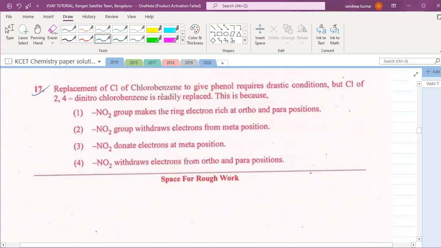Question number 17. Replacement of chlorine of chlorobenzene to give a phenol requires drastic conditions, but the chlorine of 2,4-dinitrochlorobenzene is readily replaced. This is because the NO2 group makes the ring electron rich? The NO2 group withdraws electrons from the meta position? The NO2 group donates electrons at the meta position? The NO2 group withdraws electrons at the ortho and para positions. This is also a good question. The correct option is the fourth option: the NO2 group withdraws electrons from the ortho and para positions.